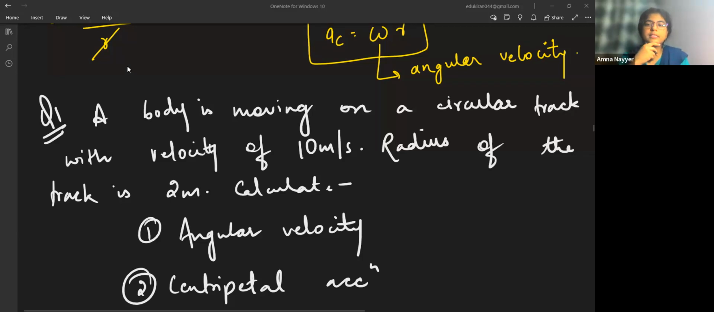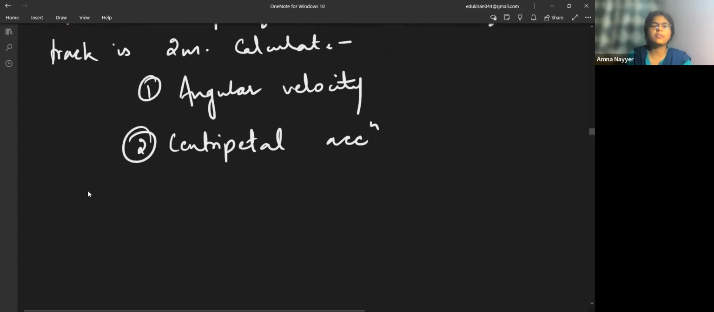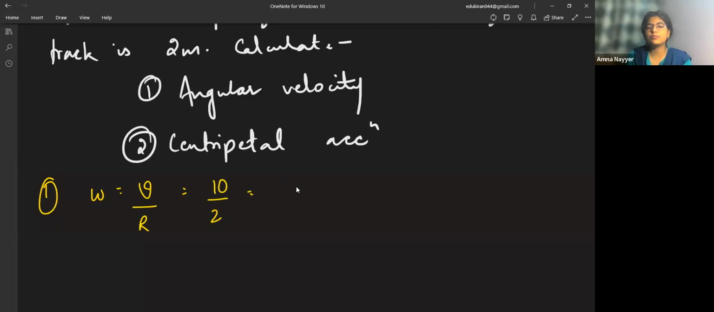See class, this question says that a body is moving on a circular track with velocity 10 meter per second. Radius is given to you, angular velocity you have to calculate. You can even solve it mentally without actually writing. Omega will be v by r, velocity is 10, radius is 2. So your answer is 5 radian per second.